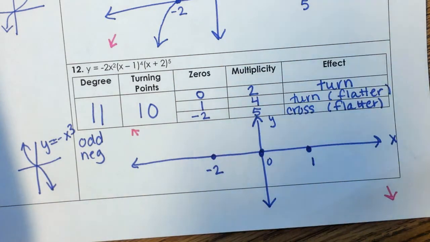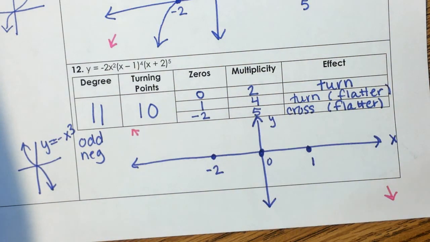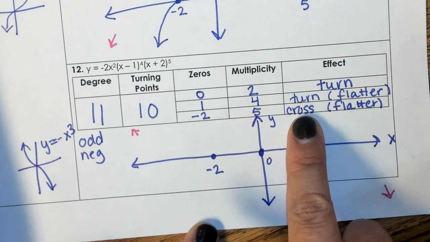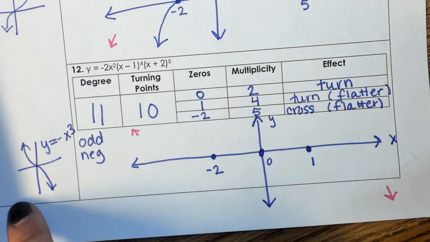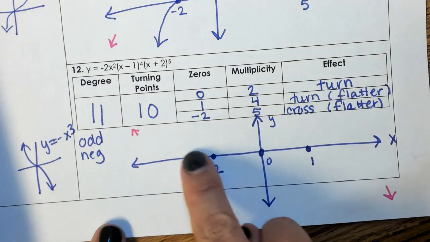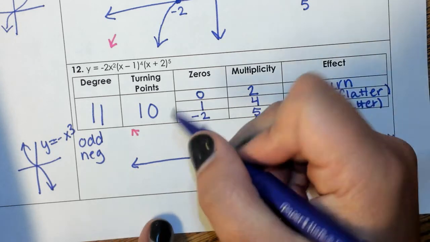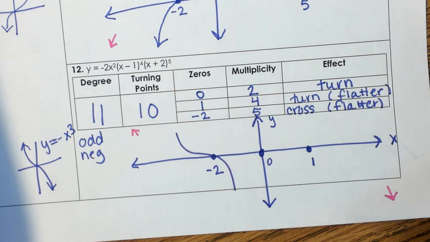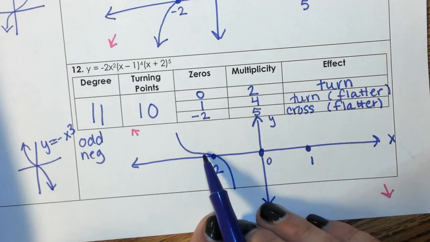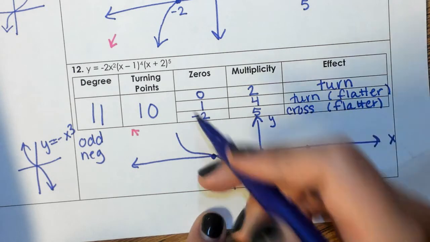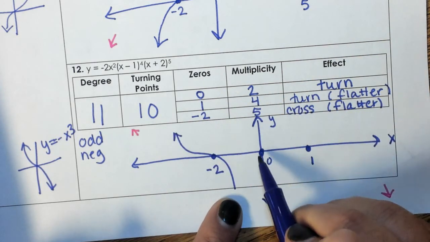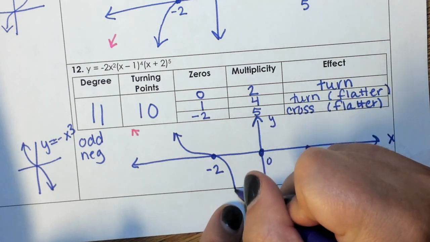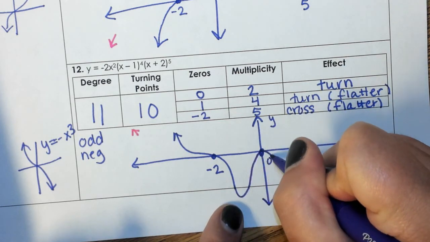Okay, so we're going to start from the left and we're going to work our way over. So at negative 2, we have a multiplicity of 5, so we're going to cross the x-axis. I want it to look like a nice curve, but at this 0, it's going to be a little bit flatter. So this is a little bit flatter than my example above. At the 0, we have a multiplicity of 2, so I know that it's going to turn here. So I'm going to come back up, and I'm going to turn right back around.